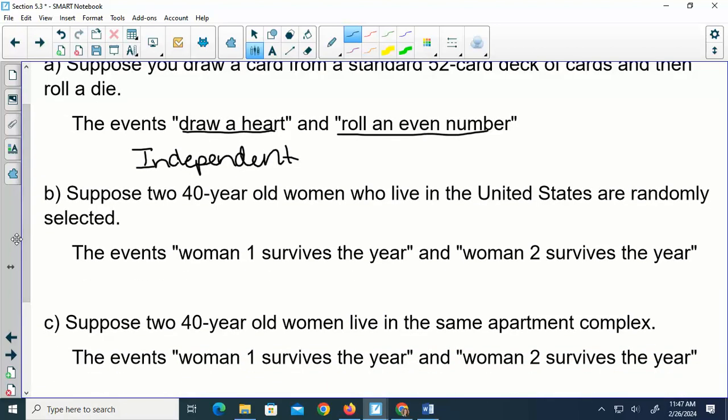Okay, suppose 2 40-year-old women who live in the United States are randomly selected. The events: woman 1 survives the year and woman 2 survives the year. So I have 2 random people. I may have a 40-year-old woman in New York and a 40-year-old woman in Arizona. If the 40-year-old woman in Arizona dies, does that change the probability of the one in New York? No. So those would be independent.